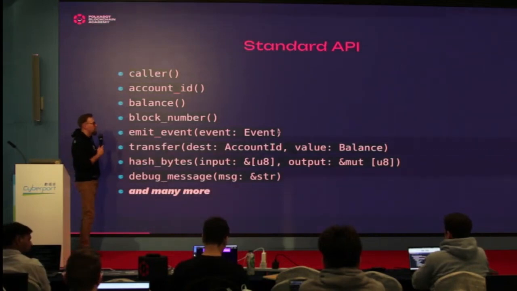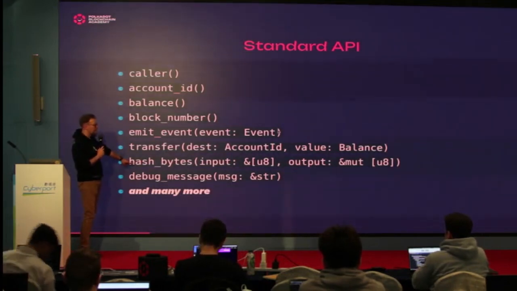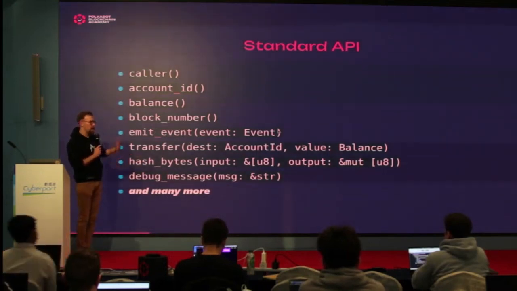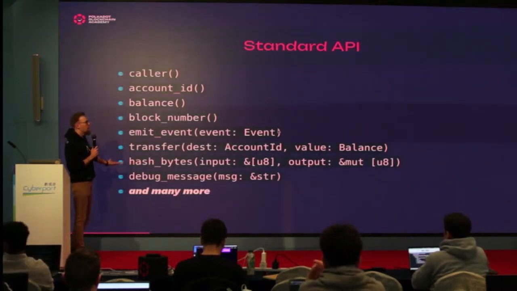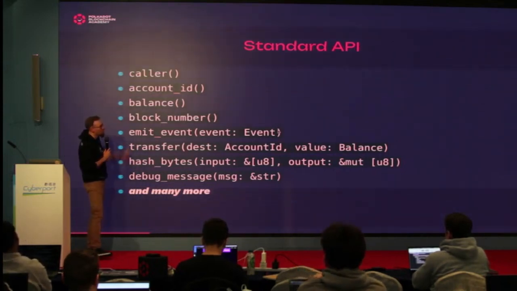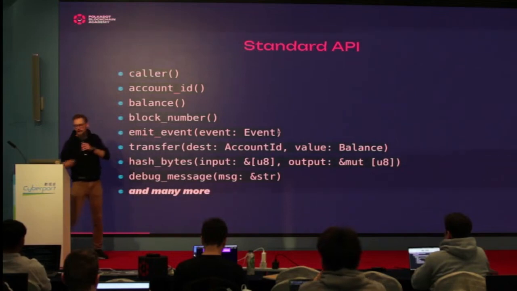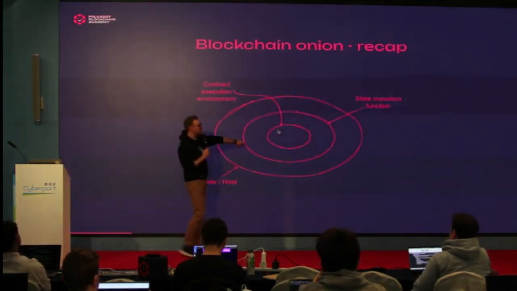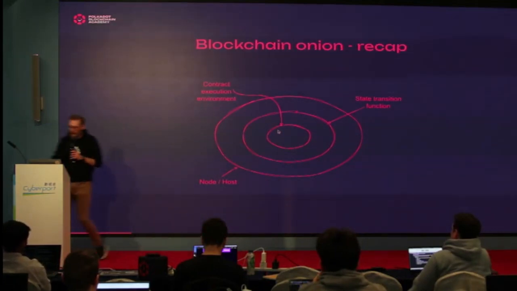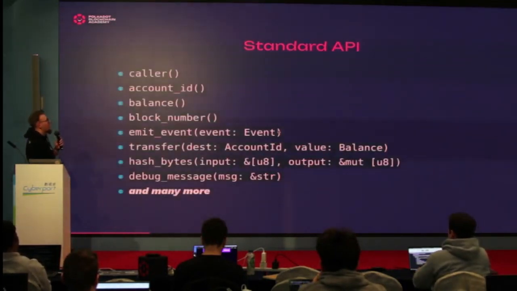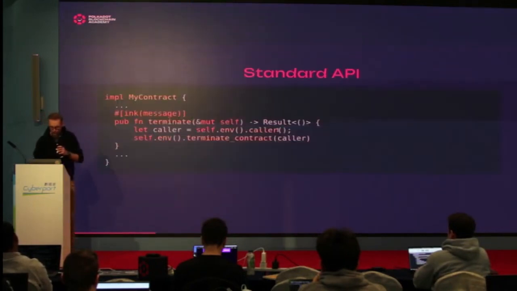Also, there is some very simple cryptography that can be outsourced from a contract. Why? Because computing some heavy operations in the contract, in the WASM, will be very expensive in terms of gas. So we can outsource it to be computed in this layer, and here it should be much cheaper. Okay, so this is the standard API that we expose to contracts.